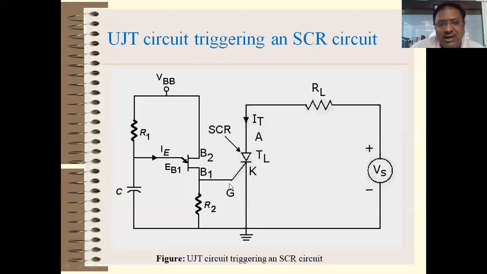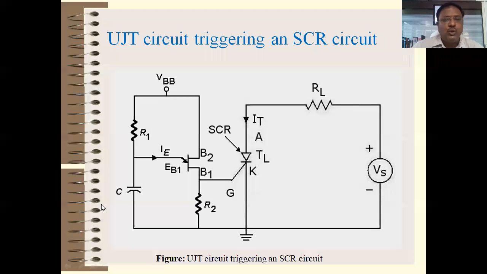Actually the current should be greater than whatever is given by the manufacturer. In our laboratory, we have one SCR that can be turned on if you apply current more than 8 milliampere. At that time the voltage required is approximately 4 to 5 volt. So if the voltage across R2 is sufficiently large to trigger the SCR, your SCR turns on. Once your SCR turns on, the current flows through the load RL.